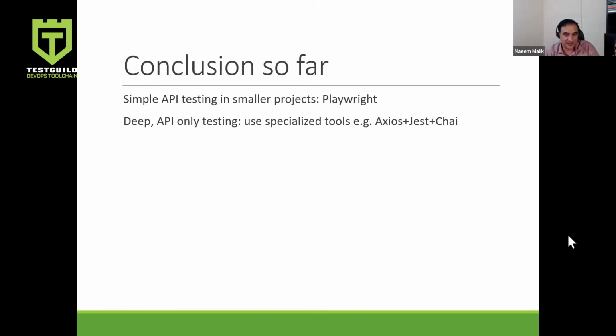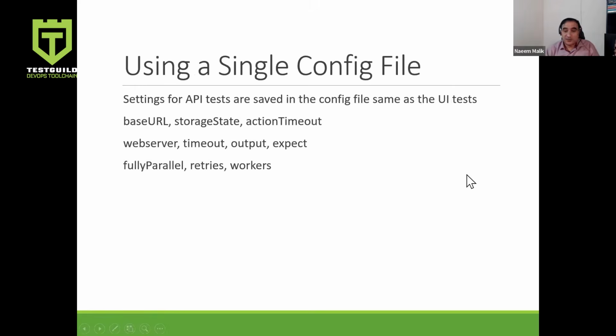So the conclusion is that simple API testing in smaller projects can be done with Playwright, but if you have deep and API-only testing, we should use specialized API testing tools like Axios, Jest, Chai, or Rest Assured with Java, xUnit or NUnit, depending on your preference.